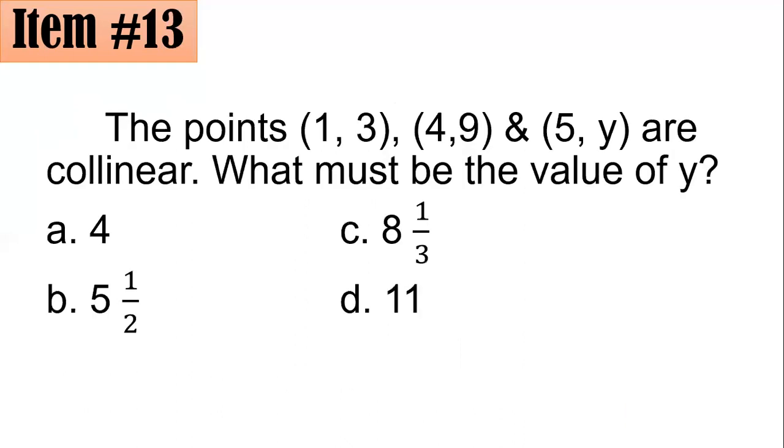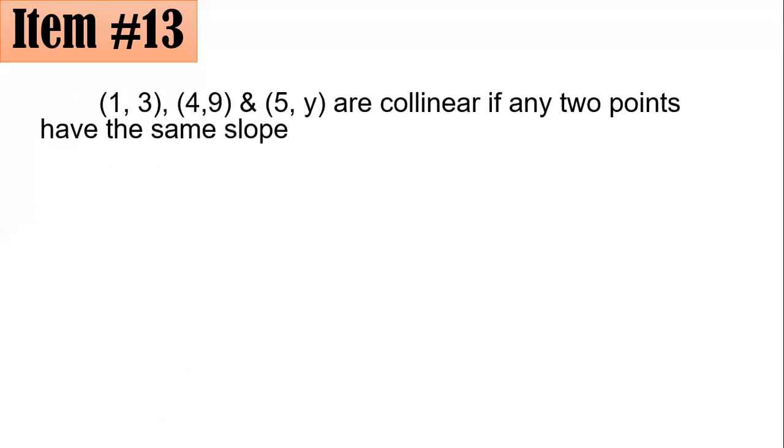The points (1, 3), (4, 9), and (5, y) are collinear. What must be the value of y? So remember this. Should y be 4, 5.5, 8 1/3, or 11? When are 3 points collinear? 3 points are collinear if you pick any two of them, then they should have equal slopes. That's why if you pick any 2 points, I'm expecting that their slopes are the same.